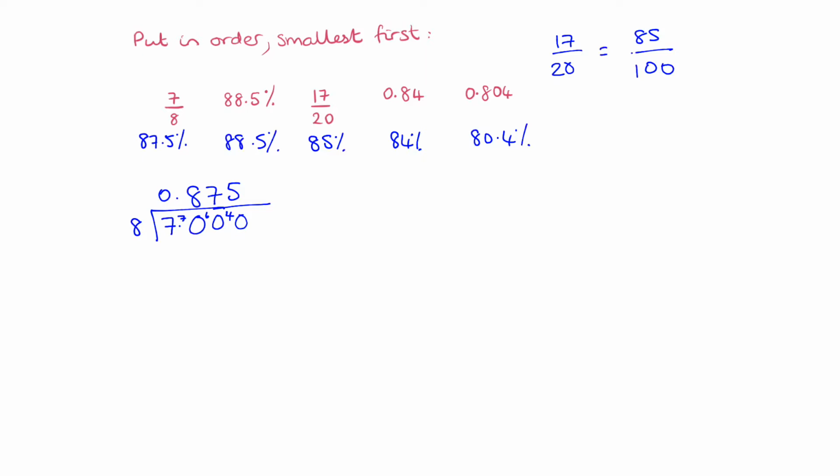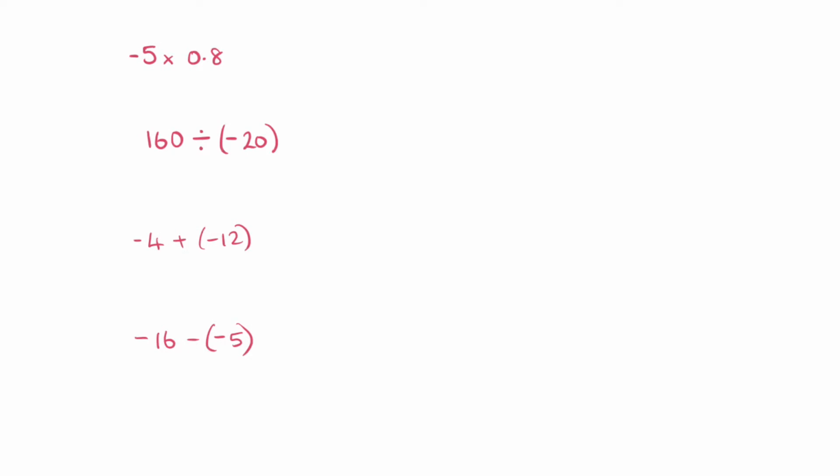So putting these in order, remember you've got to put them in order in the form they were given to you. So the smallest one in that list is 80.4%. So we're going to put 0.804 as our first one. And we've ticked that one off. The next smallest one is the 84%. So that's 0.84 next. Then 85% is next. So we write 17 over 20 for that one. Then we've got 87.5%, so that's our 7 8ths. And then lastly, the 88.5%.